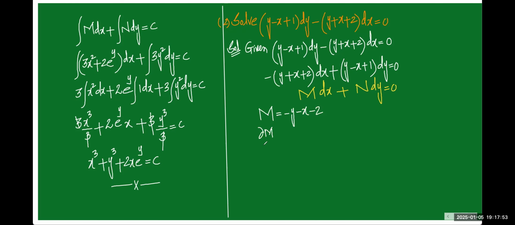Now let us check the condition of exactness. dou m by dou y, with respect to y, becomes 1, so minus 1 is left. The other two remaining terms will become 0. Yes, sir. Now n is equal to what? y minus x plus 1. Let me check the condition of exactness: dou n by dou x, partially with respect to x. So minus as it is, differentiation of x with respect to x is 1. So it means it is satisfying the condition, that is dou m by dou y is equal to dou n by dou x.